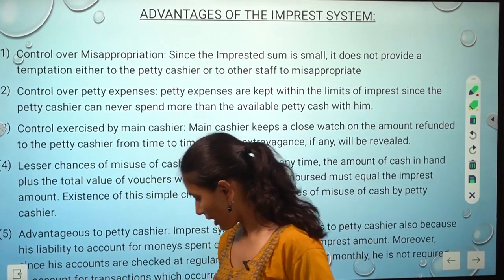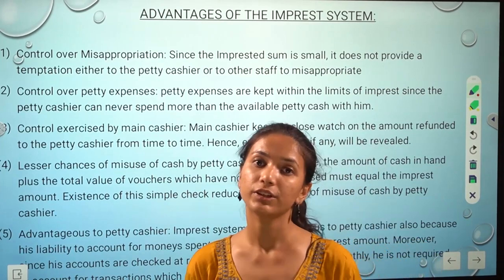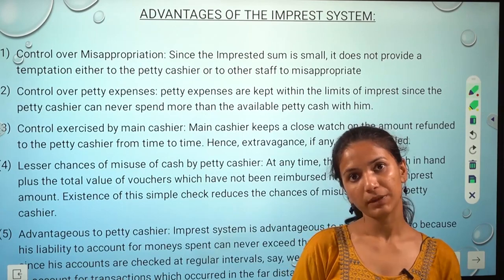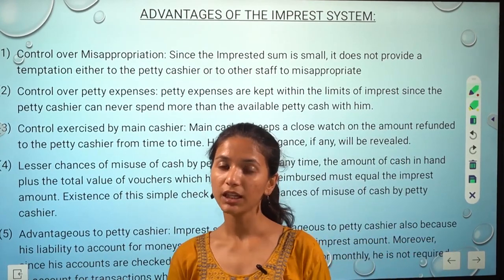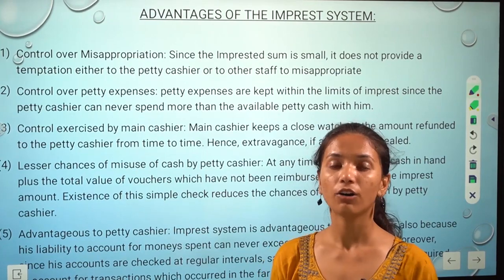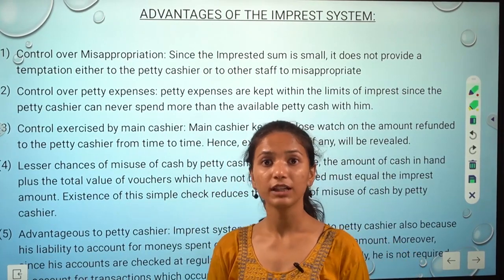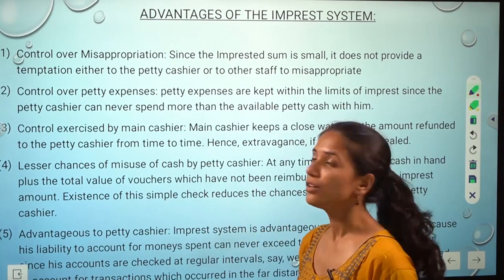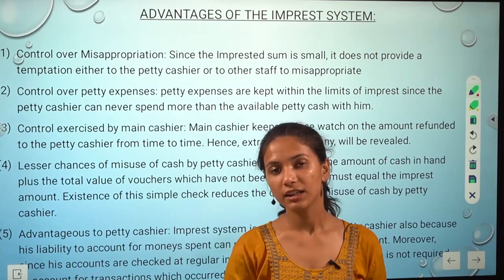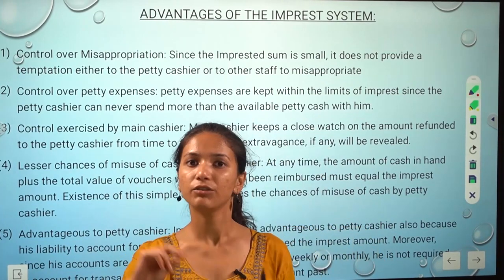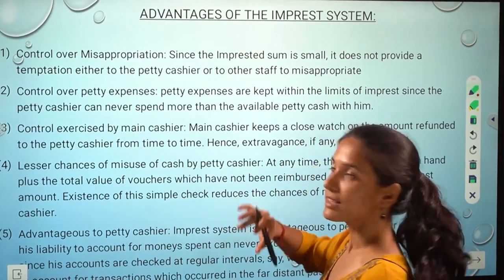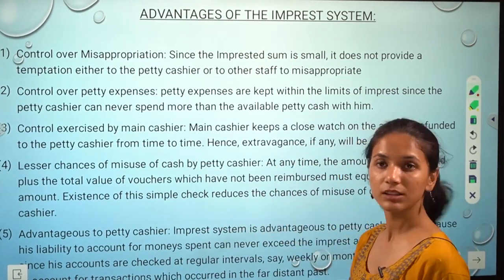So under the Imprest system, what does this do? The main cashier pays the petty cashier a small amount of money that he will keep for paying off all those small expenses for that month. Okay, so that is your Imprest system. The money will be paid first, and from that money he is going to pay all those small expenses. Okay, so let's look upon the advantages of the Imprest system.